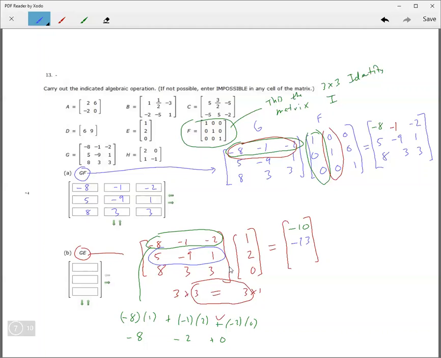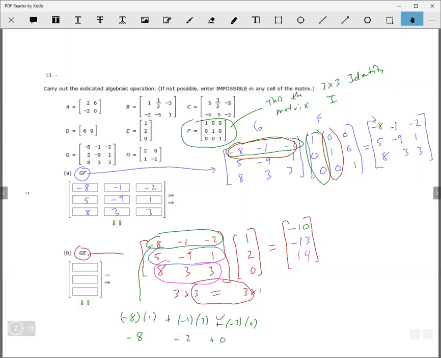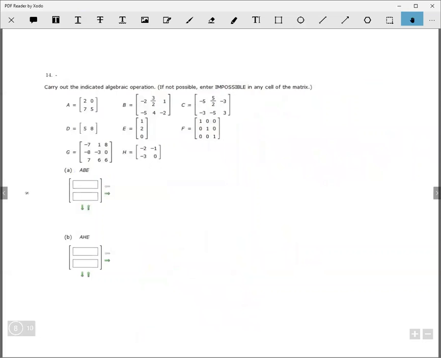And the last one is, let's see, 8. 8 times 1 is 8. 3 times 2 is 6. 8 and 6 is 14. And then the last is 0, so 14. Okay, great. So, oh, there's more fun.